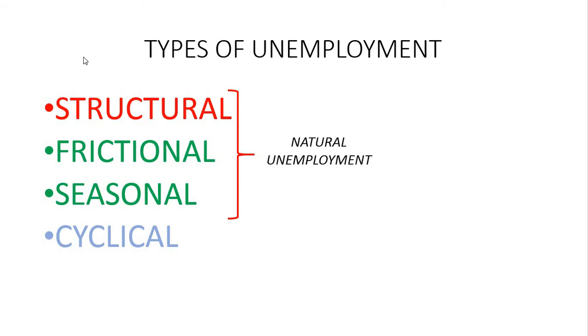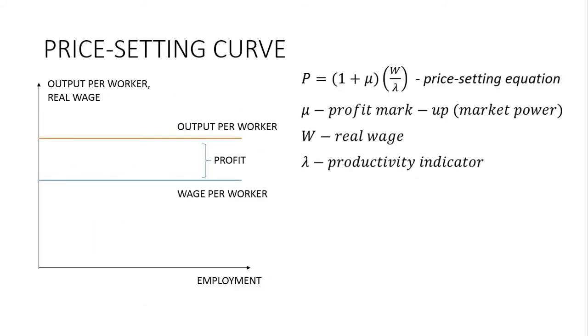So the sum of structural, frictional, and seasonal unemployment is called natural unemployment or full employment. Full employment does not mean that there is no single person unemployed. It simply means that there is no cyclical unemployment. So unemployment consists only of structural, frictional, and seasonal unemployment. So yeah, please keep in mind that natural unemployment is also called full employment. Okay, so I believe it's fine.